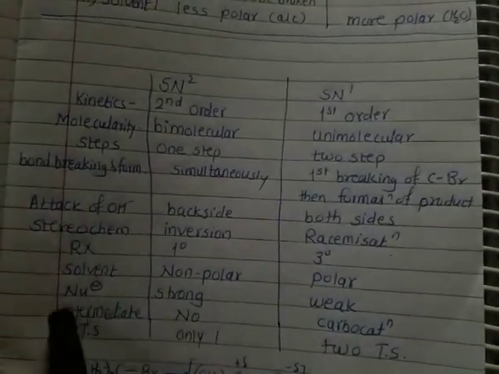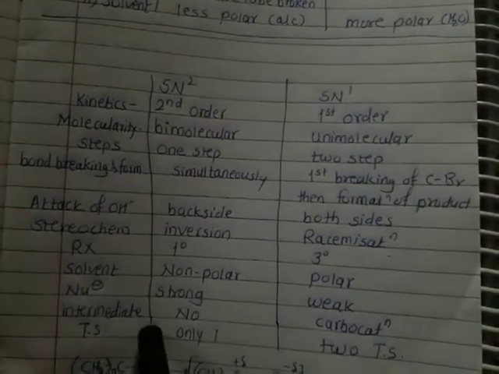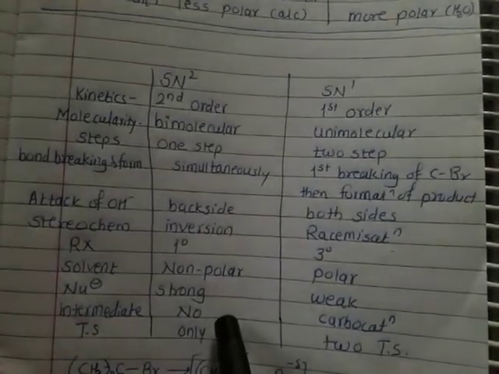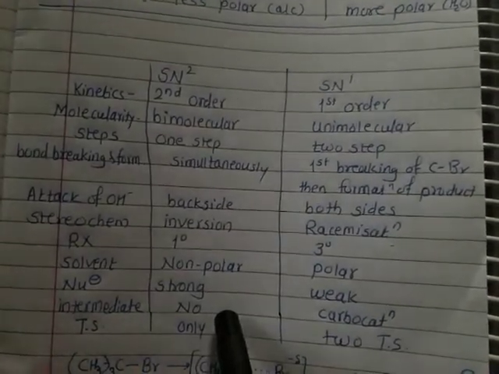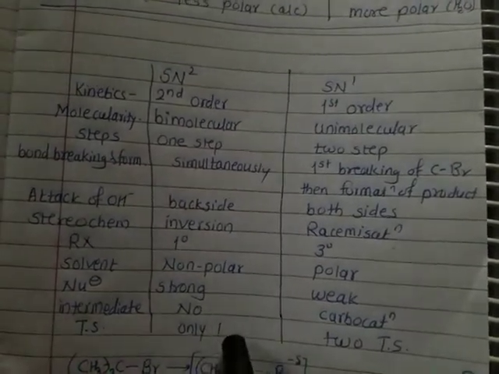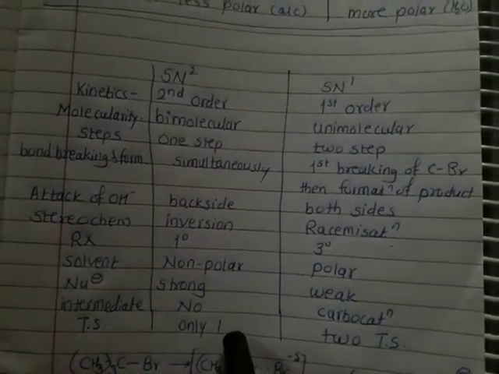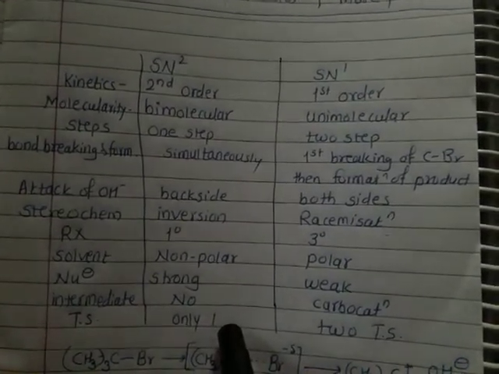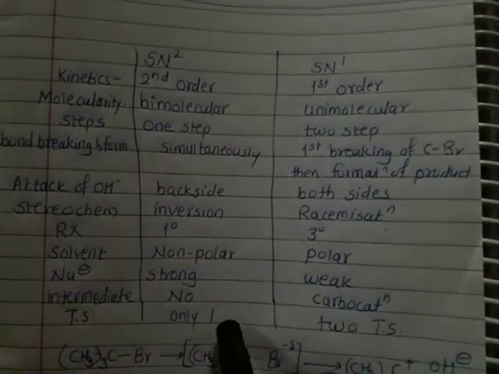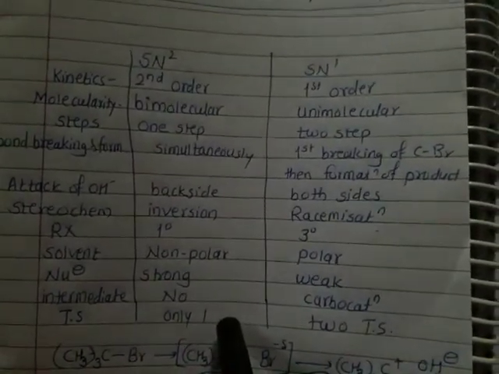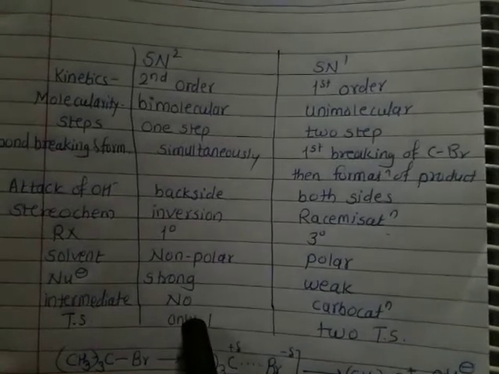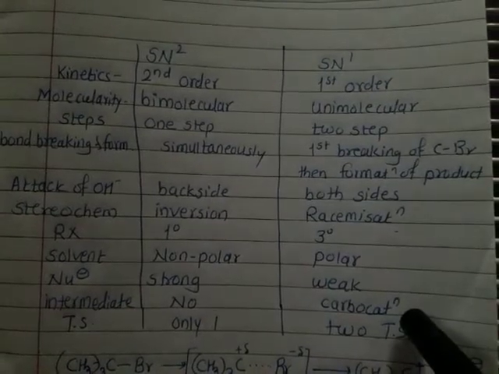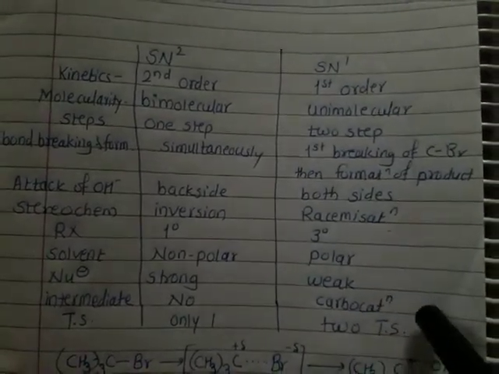Next one is the intermediate formed in this SN2 reaction. There is no intermediate. Intermediate means the substance isolated during the reaction. We get a transition state, but the transition state is not stable. I told you last time, it is not isolated. We cannot take it outside the reaction mixture and observe how the transition state is. I told you that it is highly unstable. So there is no intermediate in SN2 reaction, but in SN1 reaction there is formation of a carbocation. So we get an intermediate here.